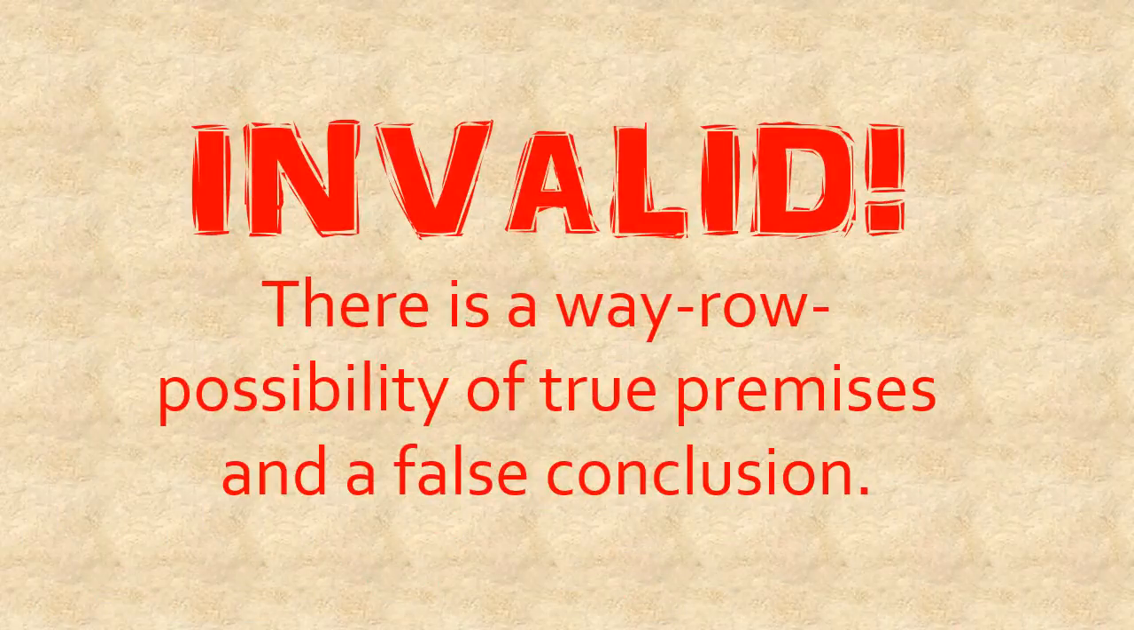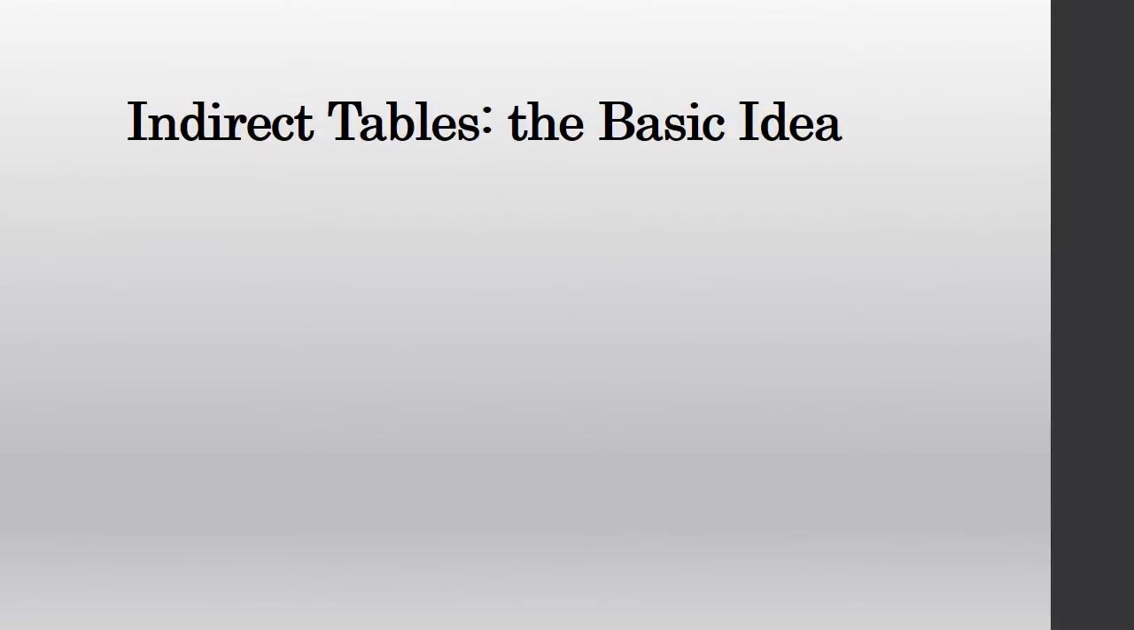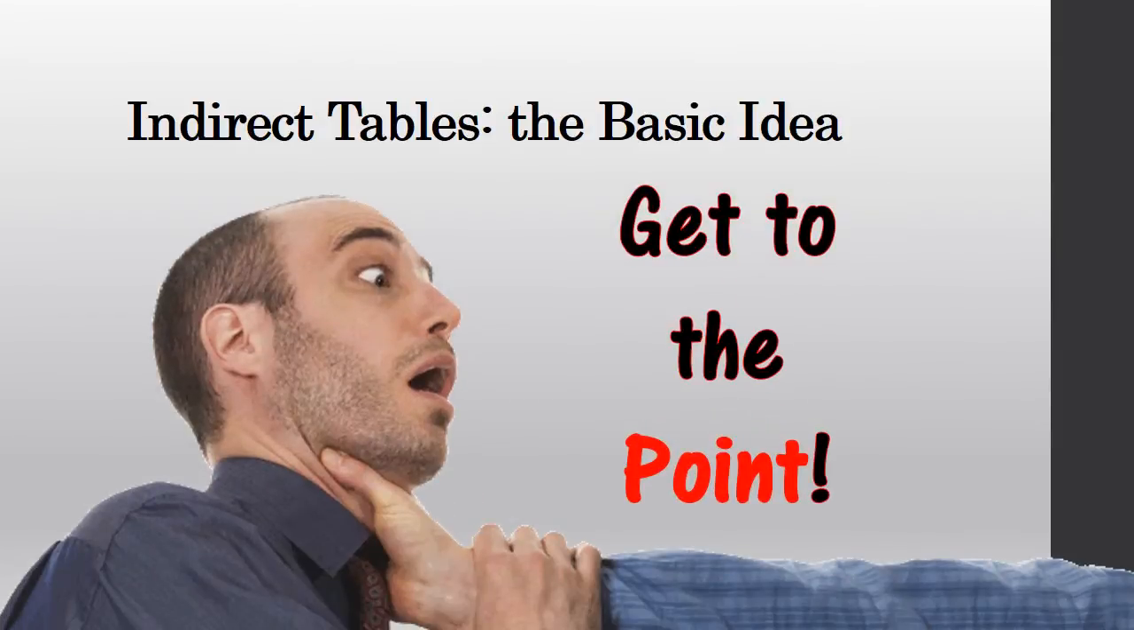So what that proves is that there is a way, or a row, or possibility of all true premises and a false conclusion, but it took us a long time to get there. Basic idea of a truth table, we want to get to the point. We should have just been looking for that row 16 and seeing if it showed up in the truth table, or if it would have shown up if we had constructed the entire truth table.